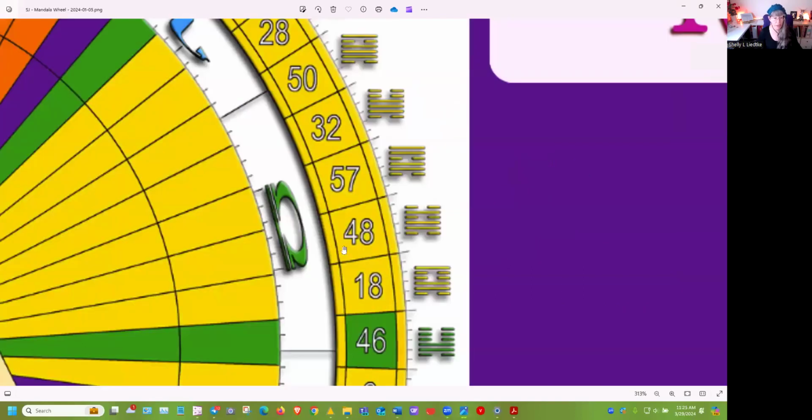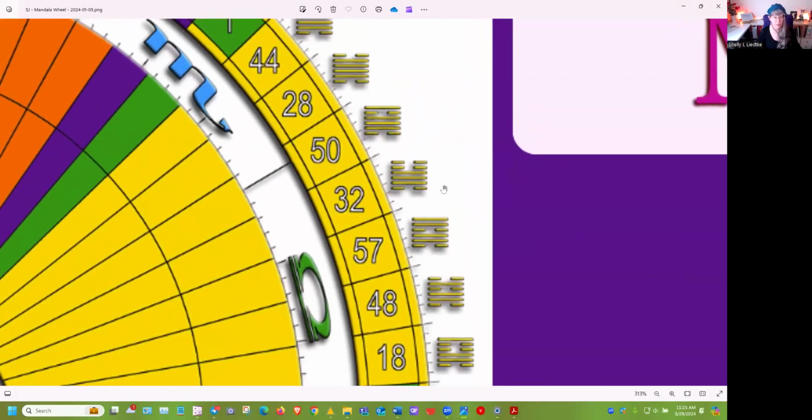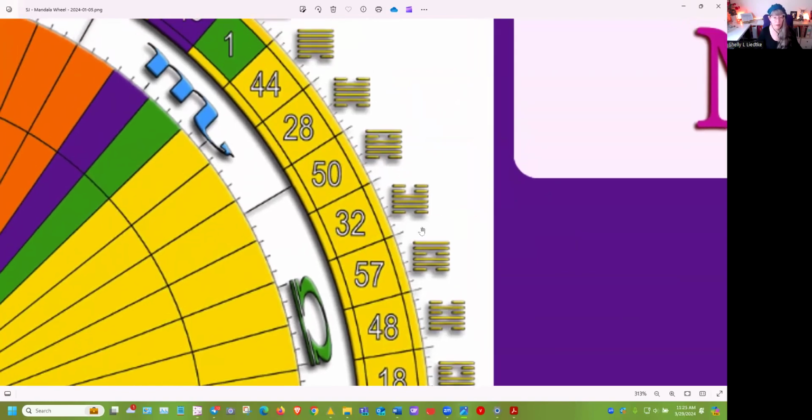Let me see. So our next gate here is the gate 32. Looks like we're having good timing this week. All right. So gate 32. Gate 32 is the gate of endurance. It's the gate of holding the image of what you're wanting to bring into physical form in your life long term over time.